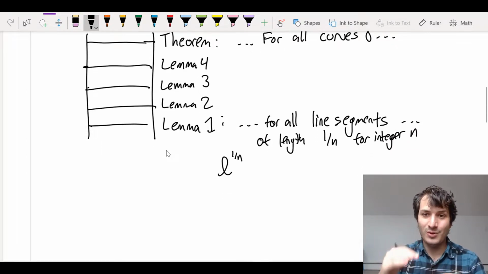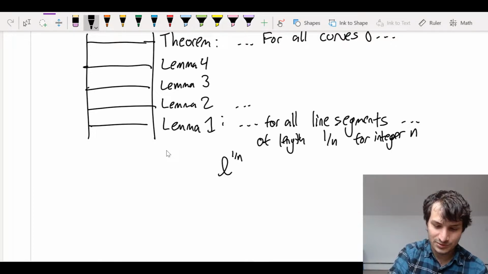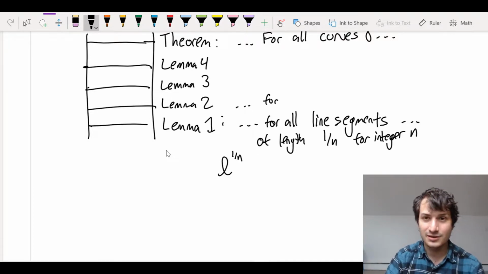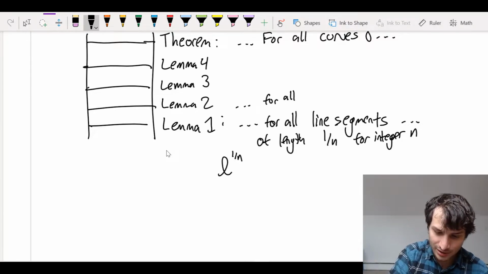And once you prove lemma 1, you can get up to lemma 2. So using lemma 1, you can prove lemma 2. This is the same statement as the main theorem, but instead of being true for all curves, it's for all rational length line segments.